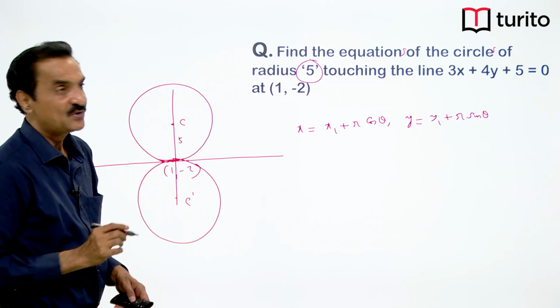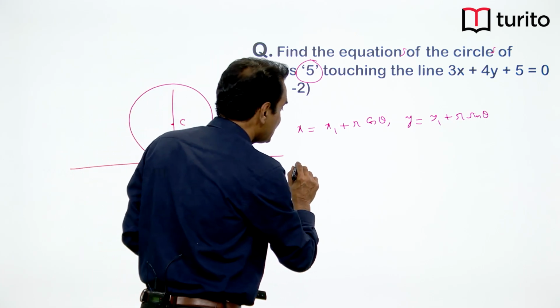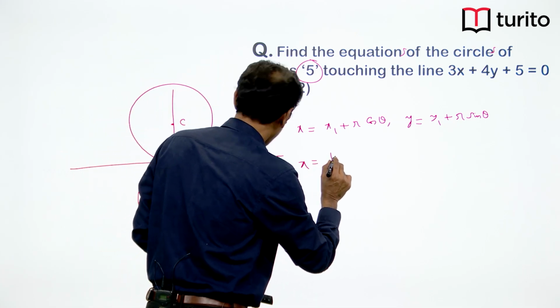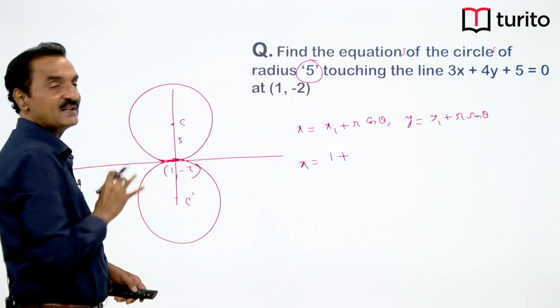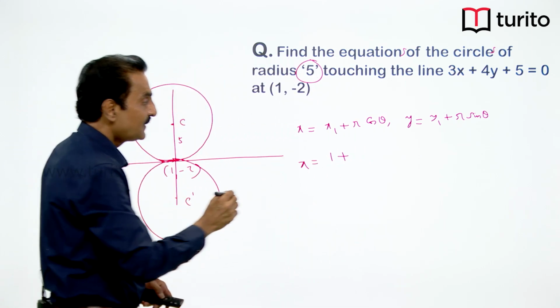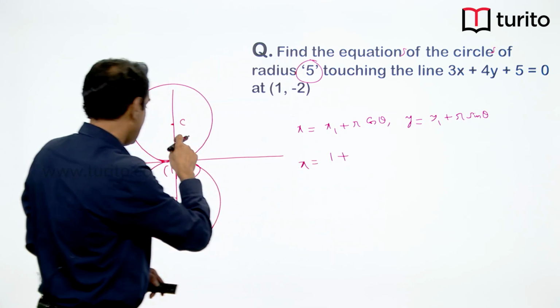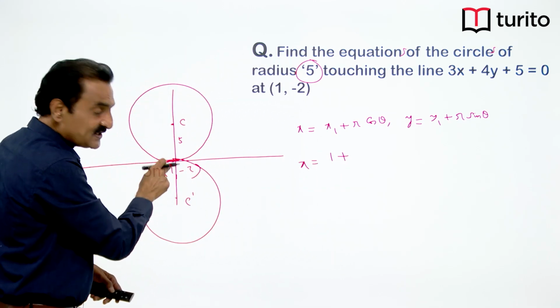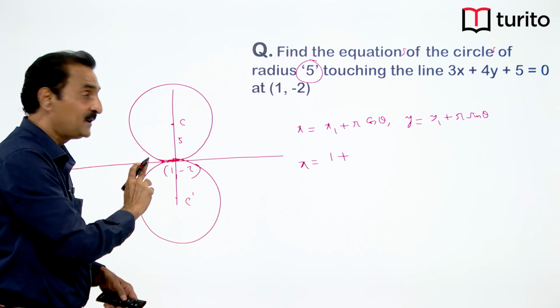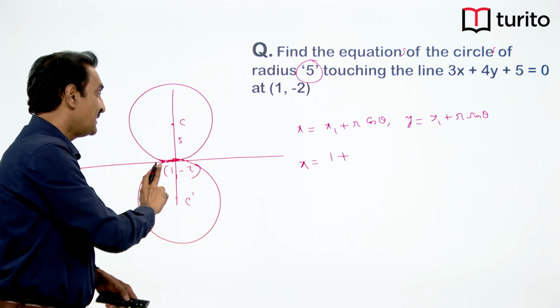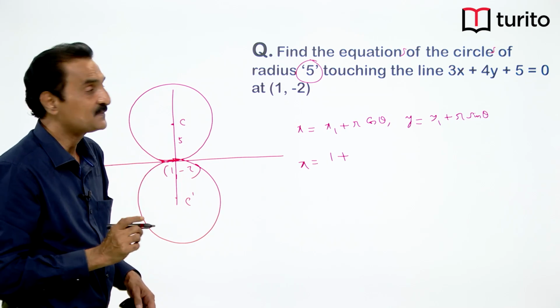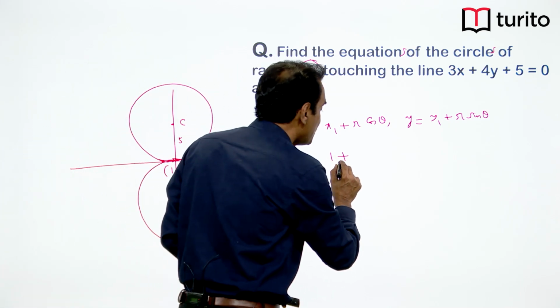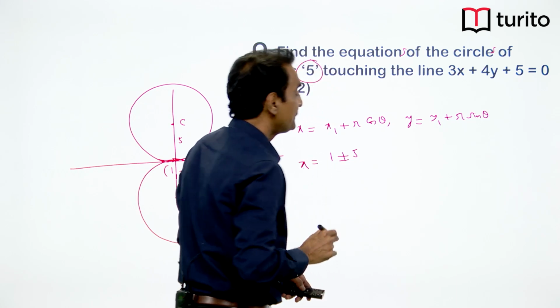Take (1, minus 2) as x1, y1, then x is equal to 1 plus, what is this r? This distance, 5. But for this point also distance is 5. So we will take r as signed distance. For one direction it is plus 5, for another direction it is minus 5. So I will take r is equal to plus or minus 5.